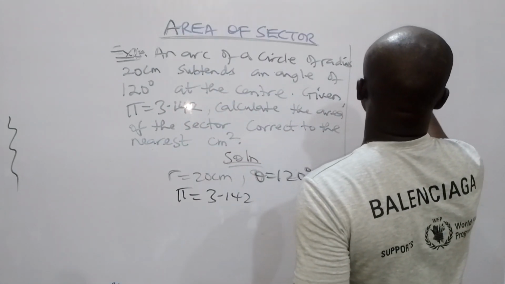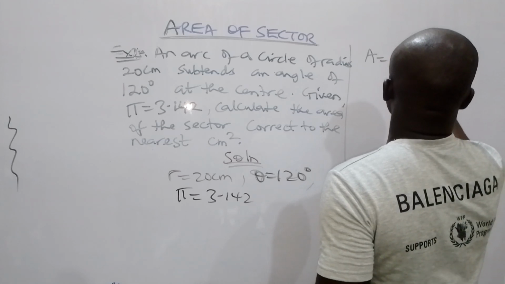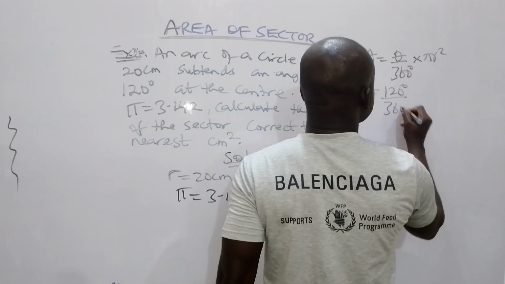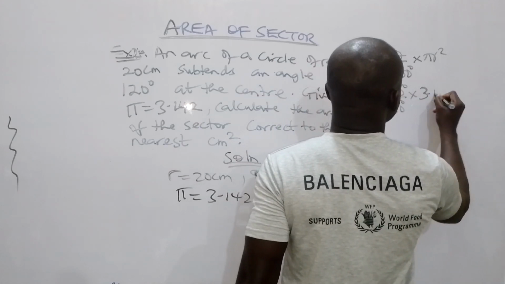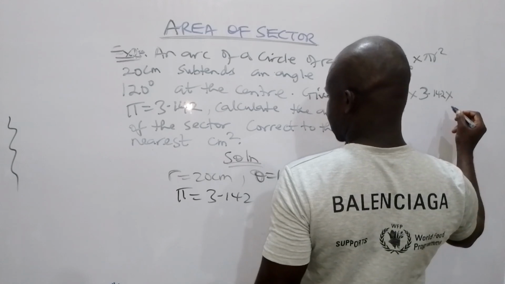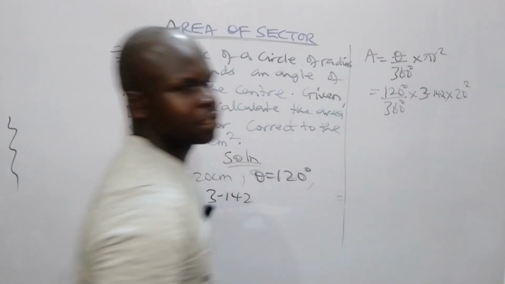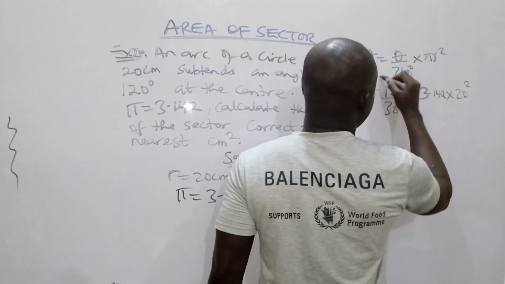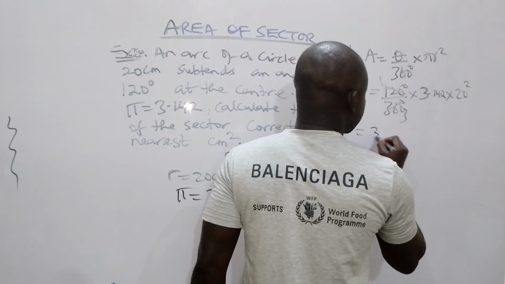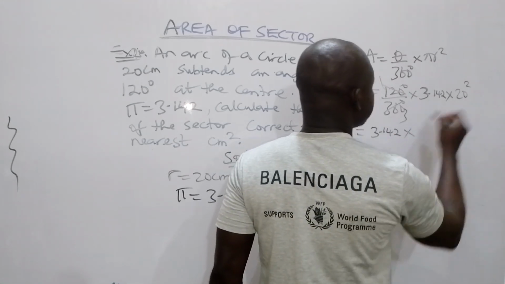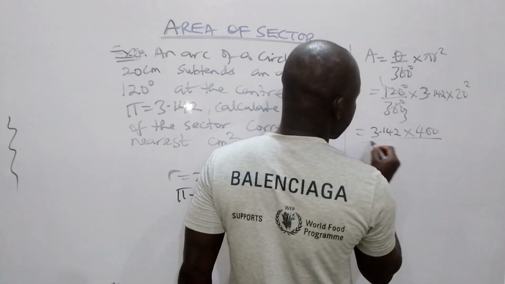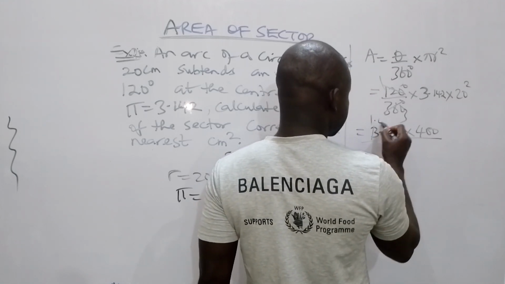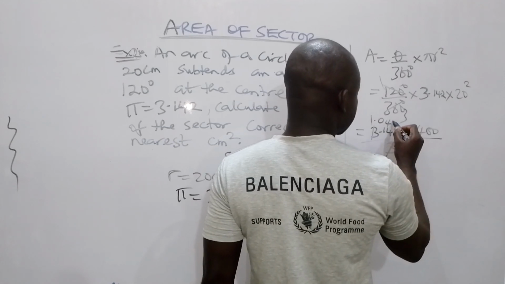So area of sector by formula is theta over 360 multiplied by pi r squared. So here we have 120 degrees over 360 multiplied by pi, which is 3.142, multiplied by 20 squared. So that here 1, here is 3. So that we have 3.142 multiplied by 20 times 20, which is 400, divided by 3.